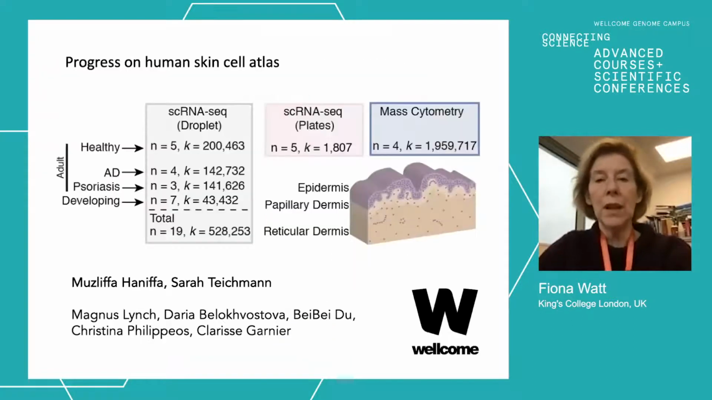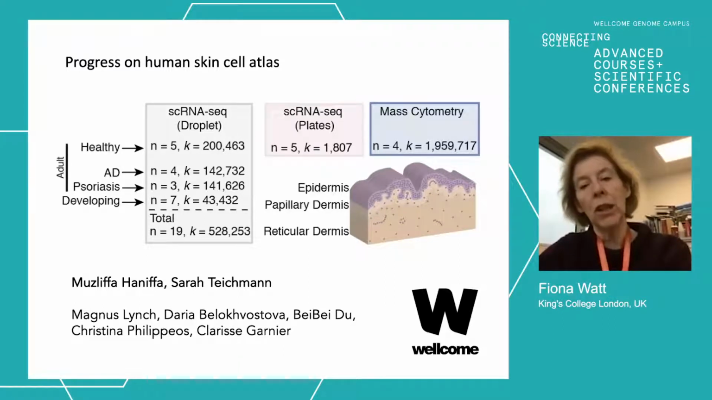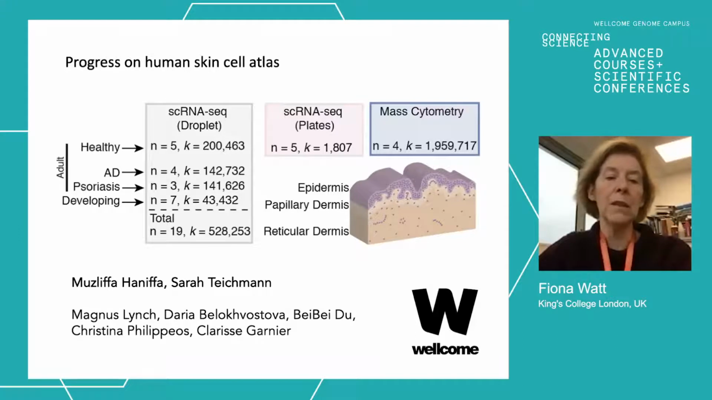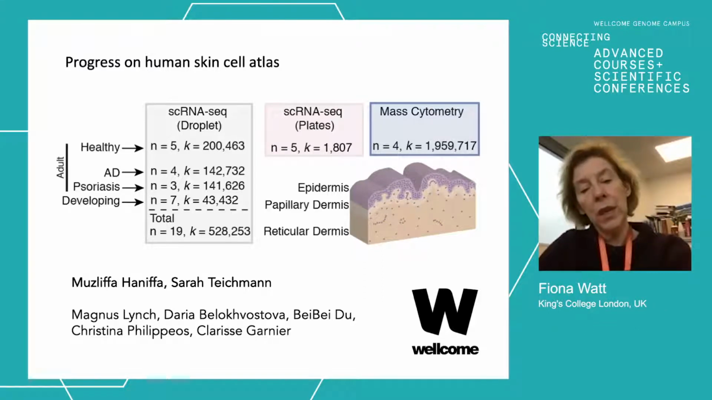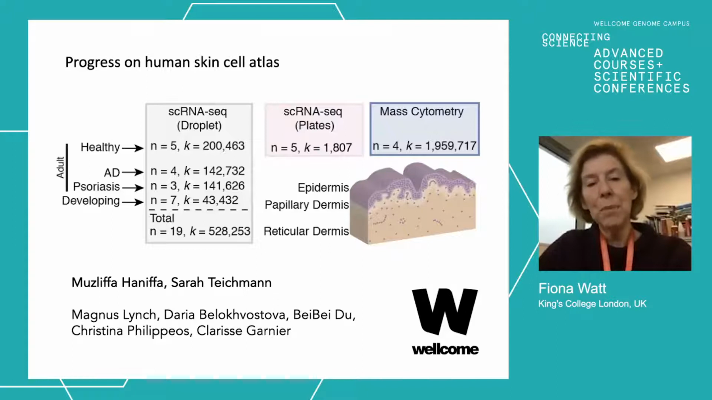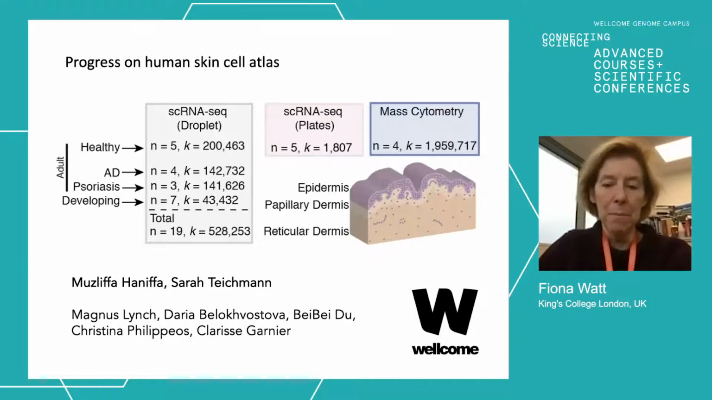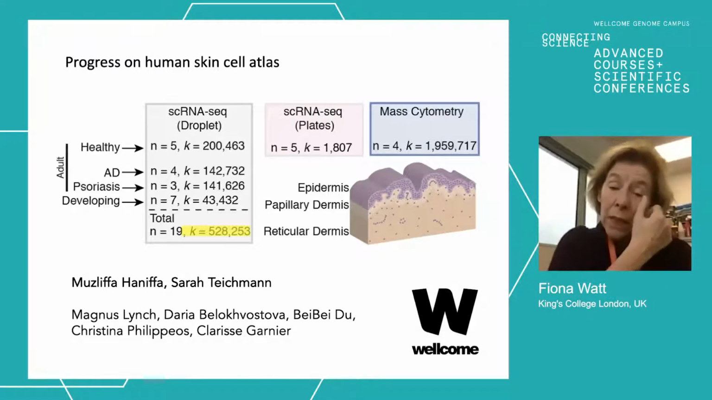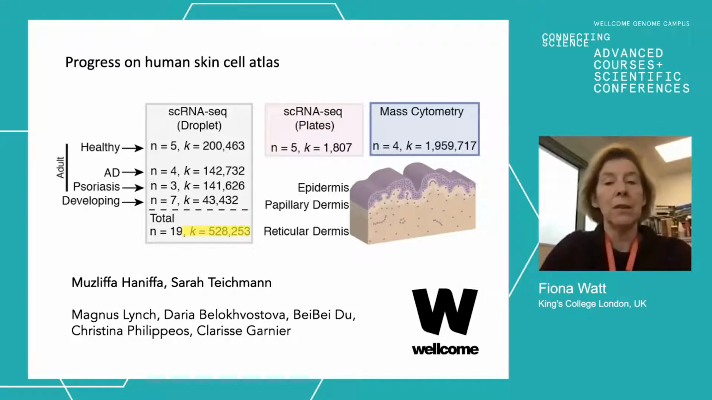But if we fast forward now to the present, this is the Skin Cell Atlas collaboration, which is led by Sarah Teichmann at the Sanger Institute and Muzlifah Haniffa from Newcastle. And the team at King's, which is participating in this really interesting collaboration, is led by Magnus Lynch. So if you think about the number of cells that Kim and I were working with back then, you can see that in this slide, through Muz's efforts, the number of cells that we're looking at has passed 500,000. And I think, in fact, now we're up at nearer 600,000.